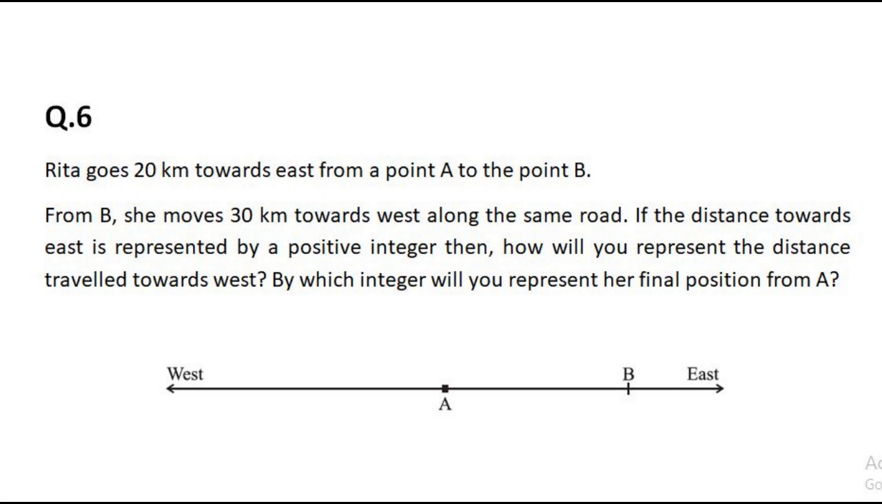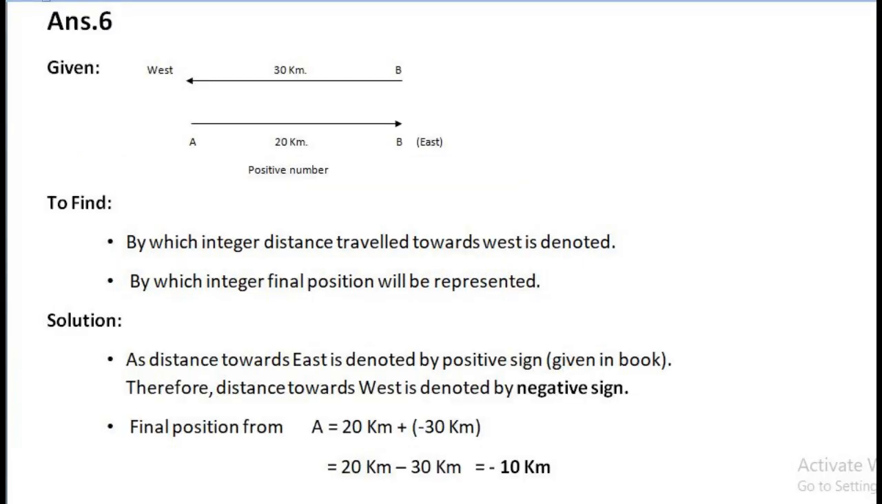So by which integer will you represent her final position? For that, we will have to find the final position of Rita. See in the solution part, as distance towards east is denoted by a positive sign, therefore distance towards west is denoted by a negative sign. So final position will be 20 kilometer, positive as it is towards east, plus minus 30 kilometer. Minus 30, why? Because it is towards west.